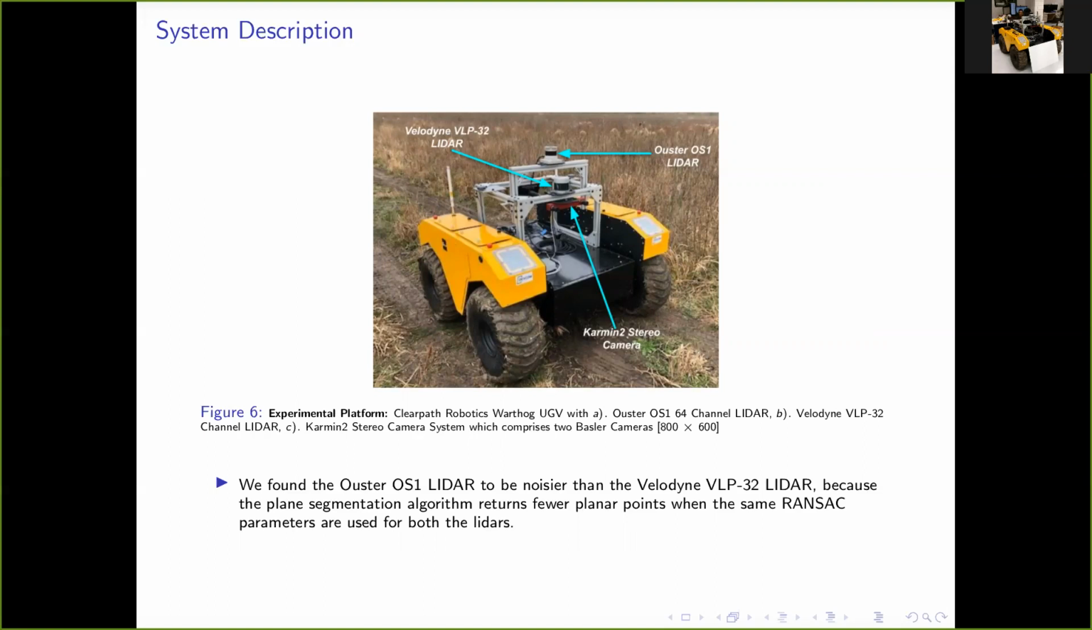Among the two LiDARs we have found that the Ouster LiDAR is noisy. We say so because if we use the same RANSAC parameters for both the LiDARs for segmenting planes or lines, then the points returned in the case of Ouster LiDAR is significantly lesser, despite it being a 64-channel LiDAR. We will discuss the effect of this noise on the calibration result and show how it is beneficial to use the edge point to back projected plane constraint like we have done in the proposed method.